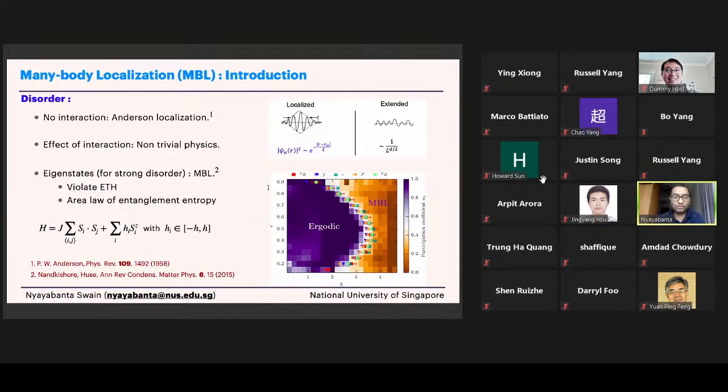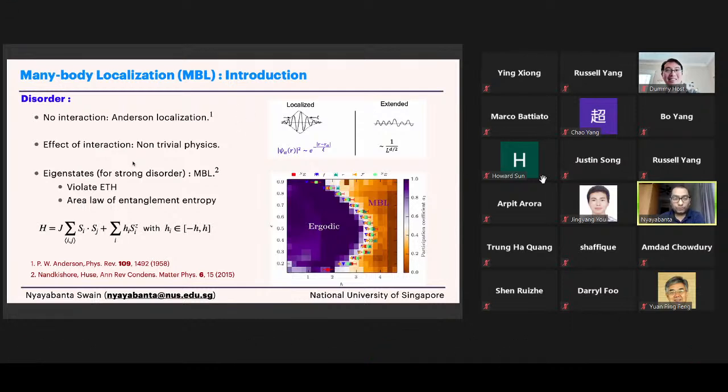Just to give an introduction, disorder plays a key role in these systems. As Anderson has shown, in the absence of interaction, wave functions can localize, and this is the very well-known phenomenon of Anderson localization, where wave functions can localize exponentially over some localization length. For weak disorder, and with a dependence on the dimensionality, we have these two distinct phases, localized or extended, delocalized states.